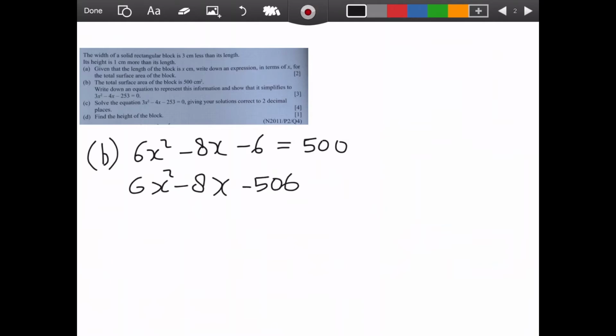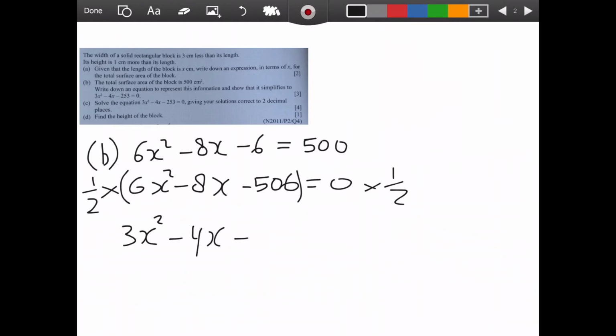Minus 506 equal to 0. Okay, and you just multiply by half, right? So 0 multiplied by half is 0, and this one becomes 3x squared minus 4x minus 253 equal to 0. Basically, you just want to simplify it, that's why you multiply by half. And now it will show.